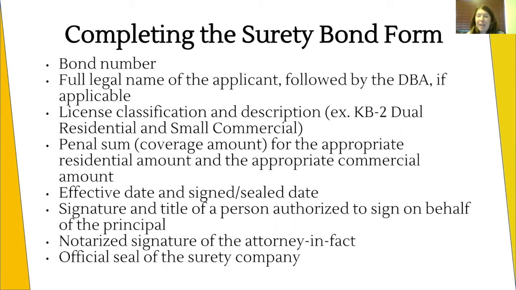You're going to need to list the license classification and the license description. So the classification is that number that's assigned to it, so KB2, but the description is that full title of the classification: KB2, dual residential and small commercial. We're going to need to know the penal sums. So if you're just a commercial contractor, we just need to know the commercial amount of coverage. If you're a dual contractor, you're going to need to have the bond company break out how much is covering the commercial side and how much is covering the residential side.